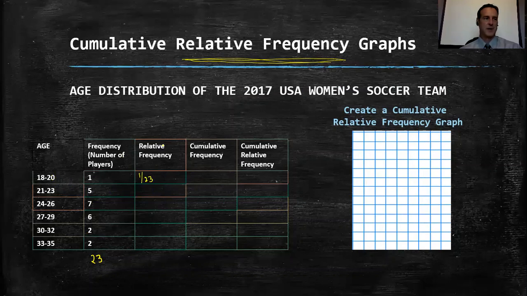That's pretty awesome for our national team. And I'm going to write the relative frequency or the percentage for that. That is 0.0435. Then I'll repeat it for the next one. There are 5 out of 23 in this group, and that is 0.2174. And then I'll do 7 out of 23, which is 0.3043. Next item is 6 out of 23. That is 0.2609. And then the last two are the same. They're both 2 out of 23. That gives me 0.087 and 0.087.